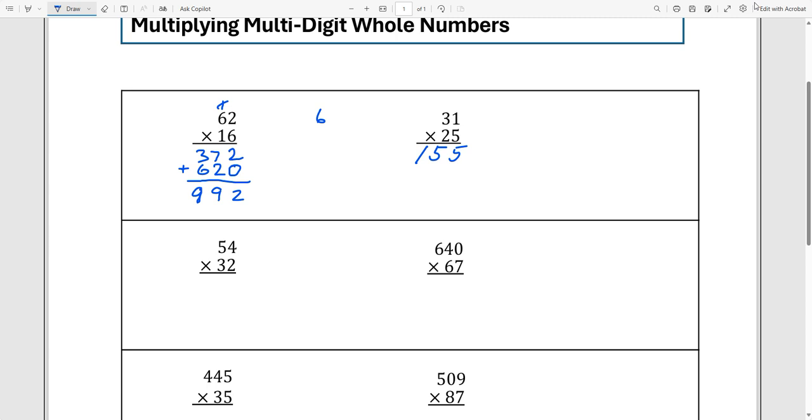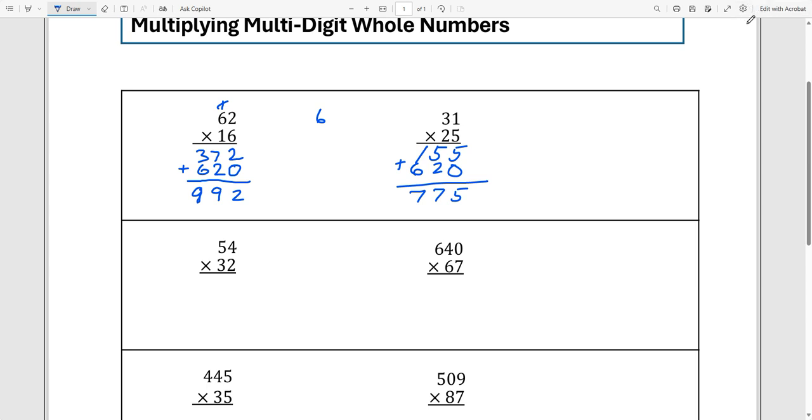Now we'll multiply 2 times 31, but remember again, it's actually 20 because it's in the tens place. We'll put a 0 here. That's all. And then 2 times 31, 2 times 1 is 2, and 2 times 3 is 6. Okay, and then we'll add these up. 5 plus 0 is 5. 5 plus 2 is 7. And 6 plus 1 is 7. So we have a final answer of 775.